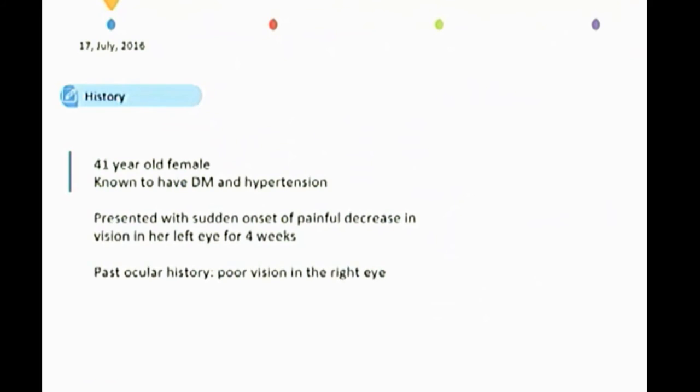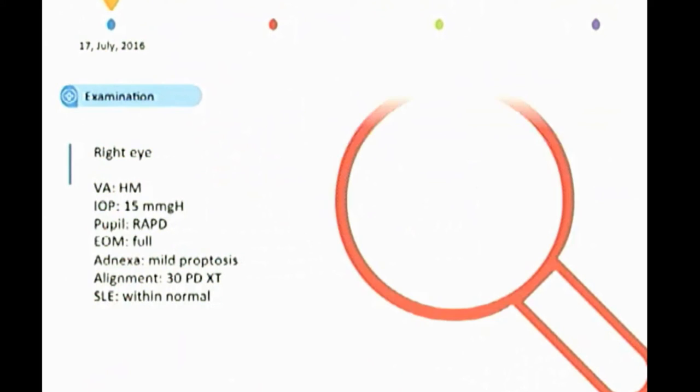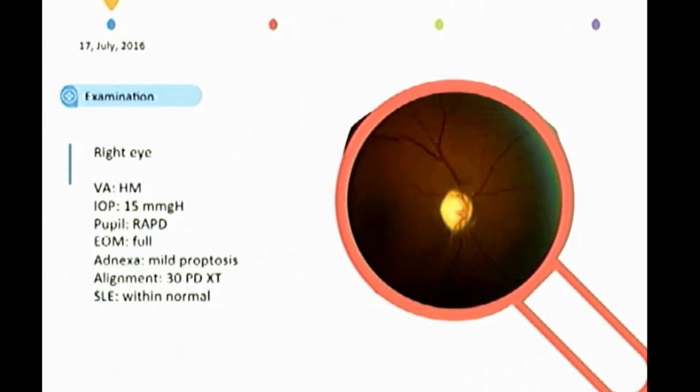She first presented to our hospital on the 17th of July 2016 as a 41-year-old female known to have diabetes and hypertension. She presented with sudden onset of painful decrease in vision in her left eye for 4 weeks. Her past ocular history is significant for poor vision in the right eye for a long time. Examination of the right eye revealed a VA of hand motion, normal intraocular pressure, and a relative afferent pupillary defect.